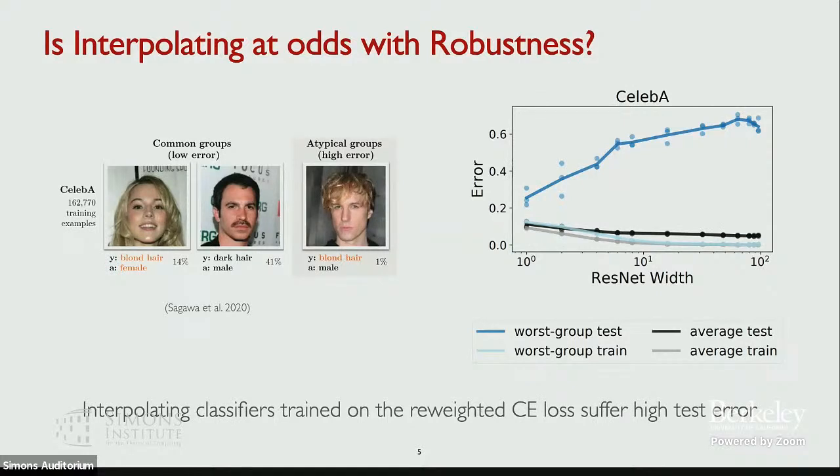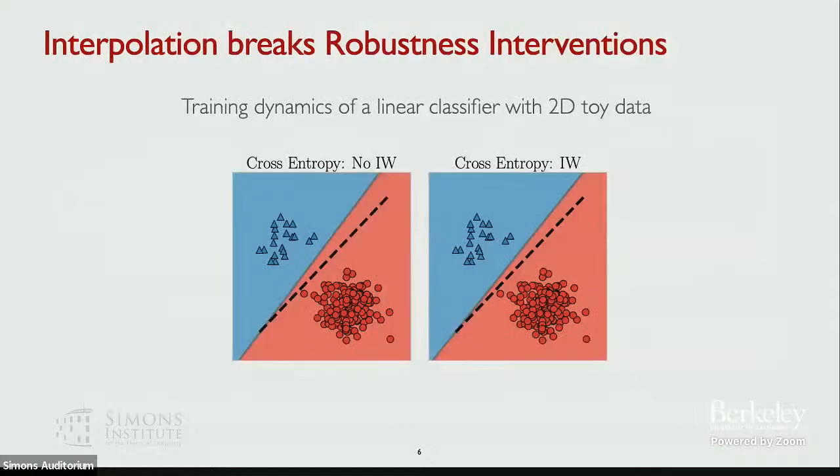We have seen this, people have found this across a whole bunch of settings. This is just an example I'm giving you with CelebA. People have found this to be true across lots of training methods and datasets as well, that reweighting the cross-entropy loss is often ineffective.